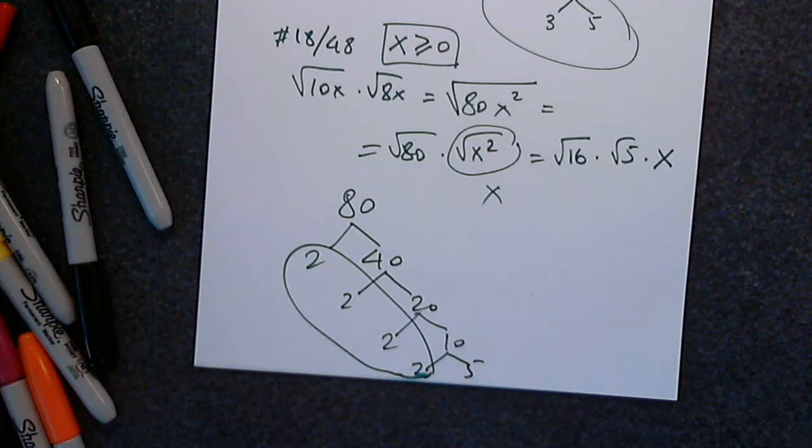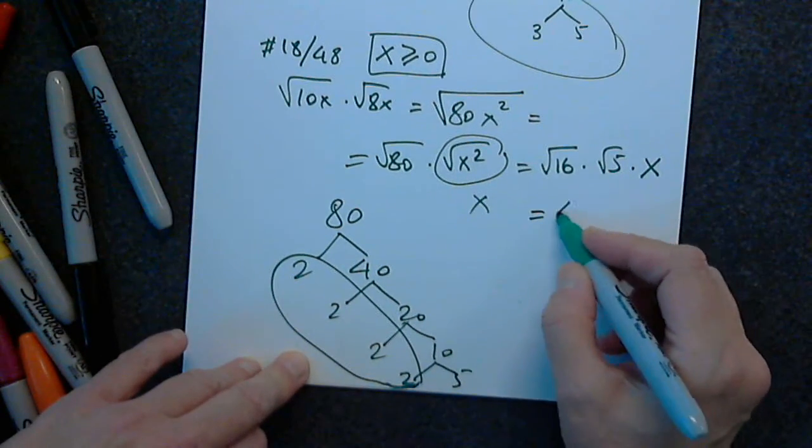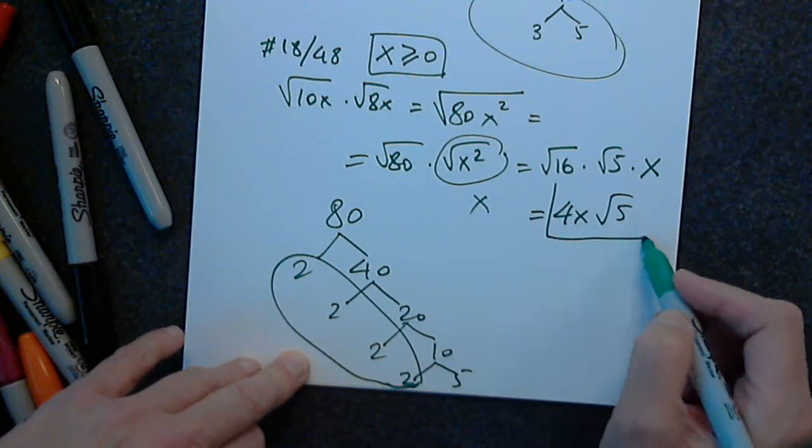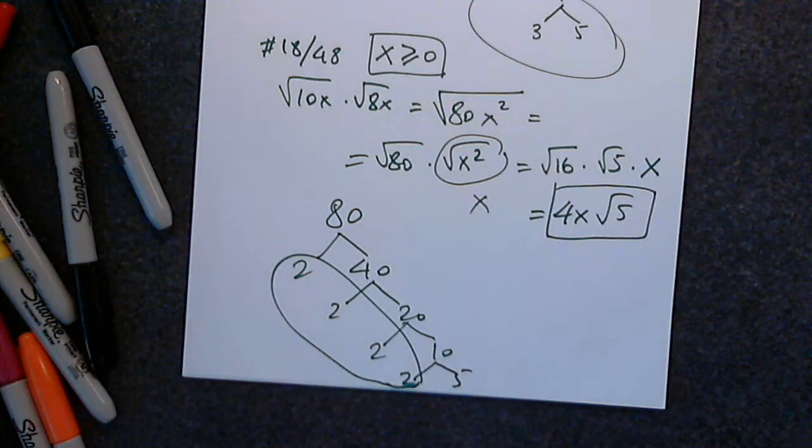I split 80 so that I came up with a perfect square, which is 16, and a non-perfect square, which is 5. So then the final simplified form is 4x the square root of 5. We prefer not writing anything following a radical, just in case we make an error and think that the radical should be extended over x or something like that. That's the simplified form of this product. Questions?